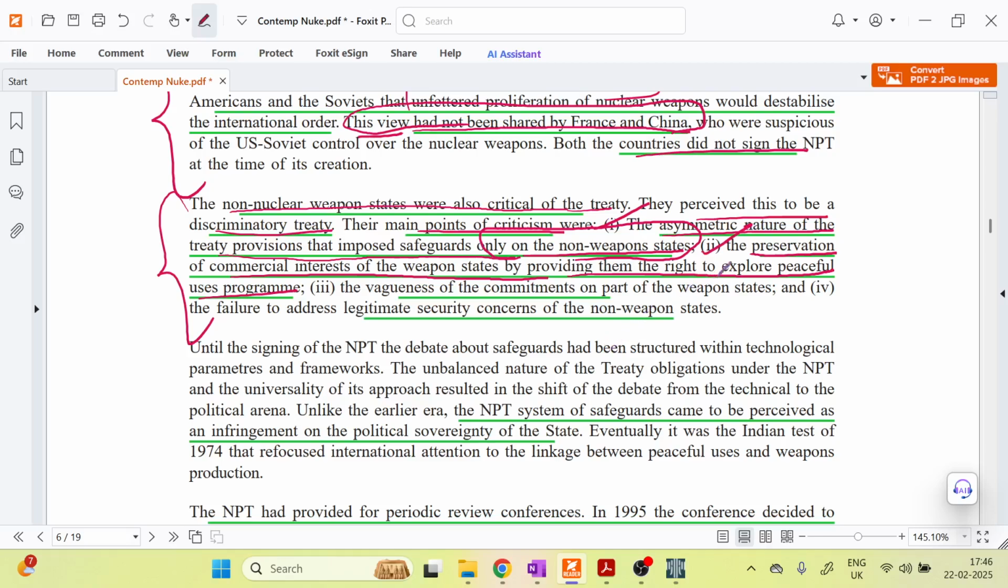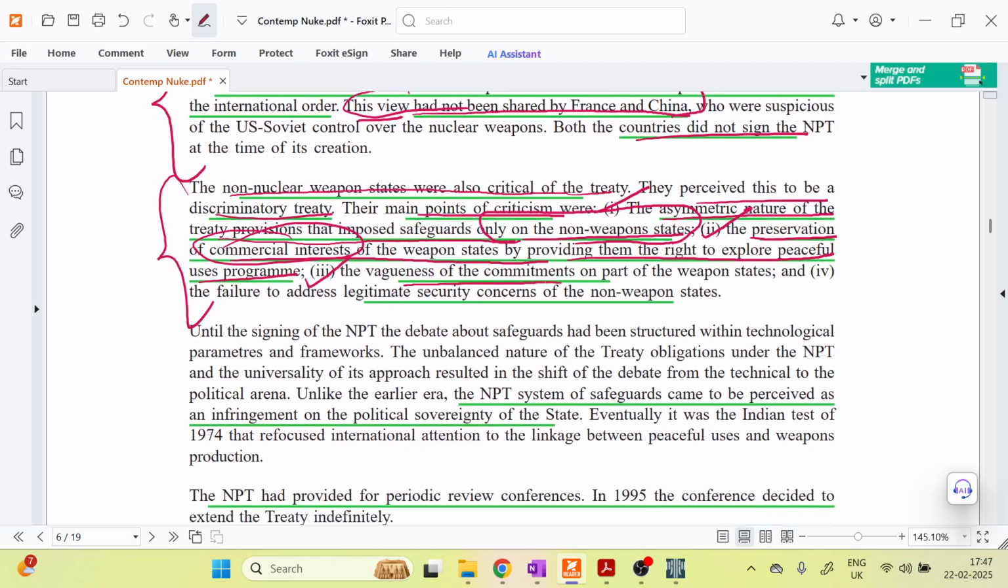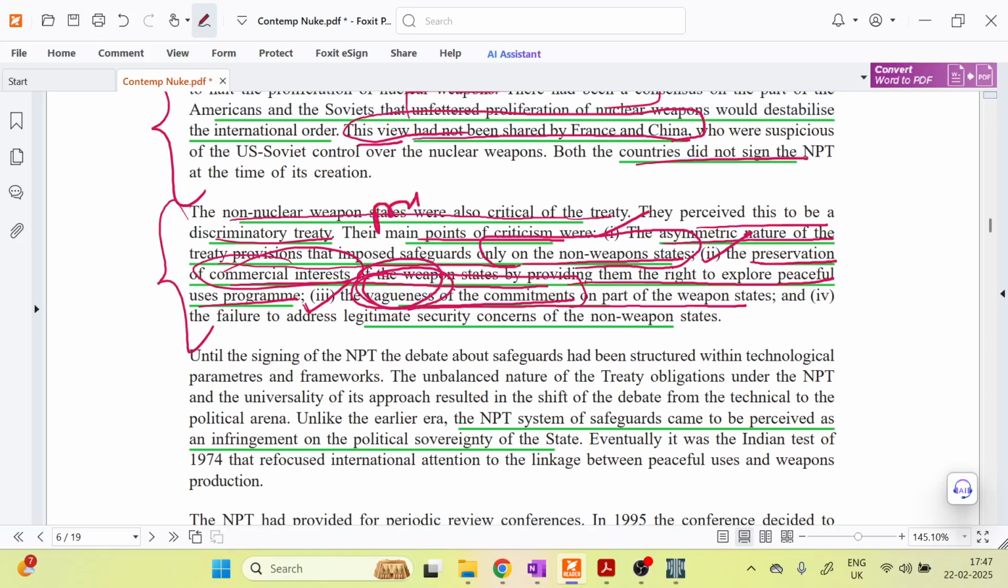And the second criticism was that the commercial or civilian use of nuclear technology was also monopolized by the weapon states, the nuclear states. The non-weapon states, non-nuclear states, were not trusted that they would use the same nuclear technology for civilian purposes. And the third criticism, the vagueness of the commitment on the part of weapon states. All the commitments, all the concerns they addressed, all the conditions and all the assurances they made, were vague. And the whole atmosphere was fraught with mistrust.